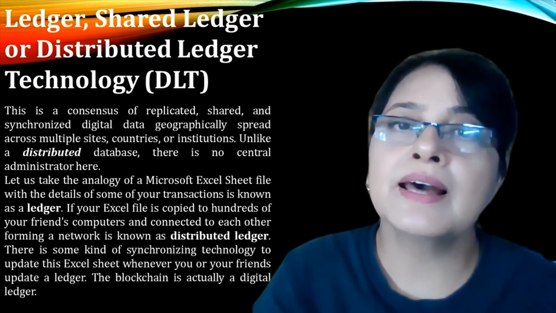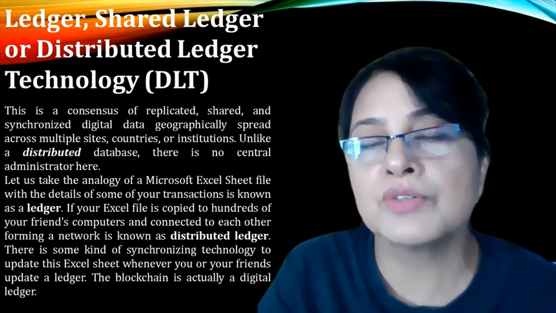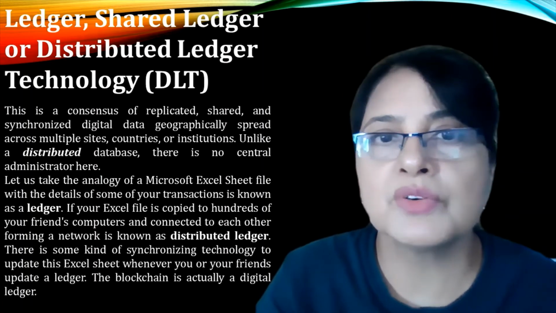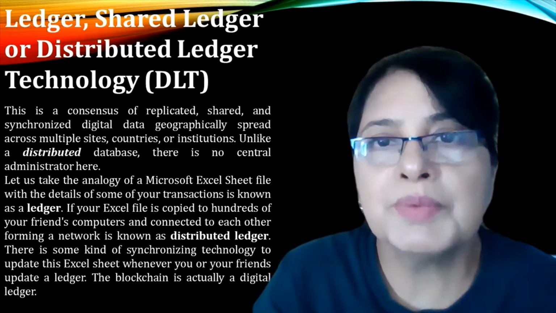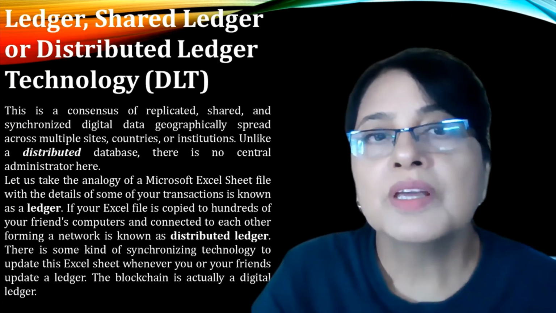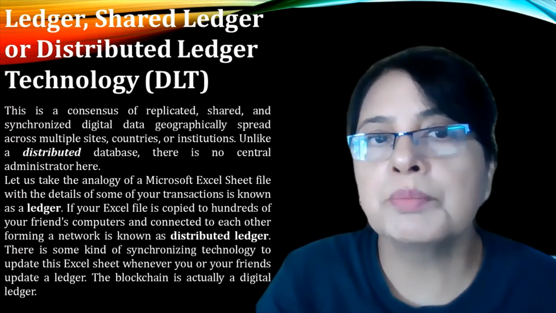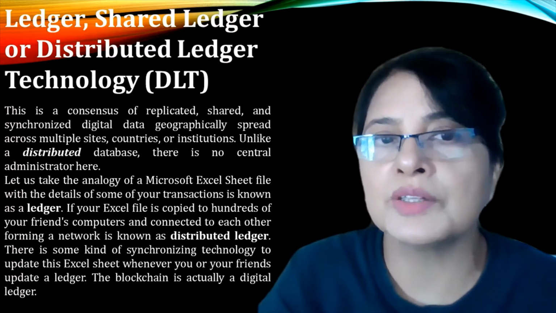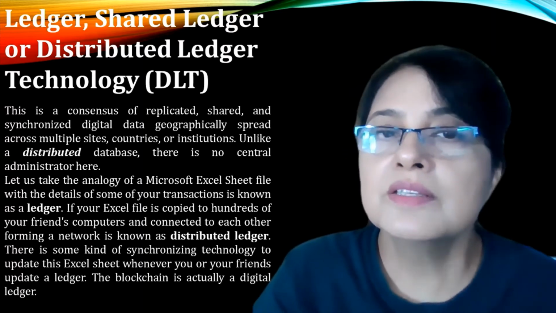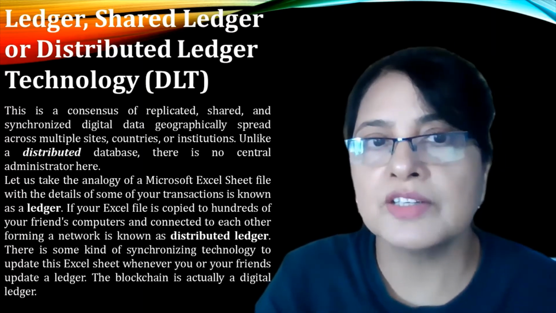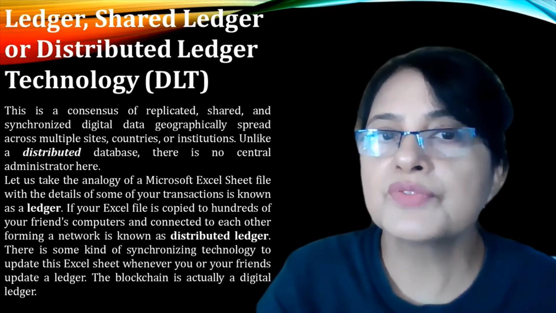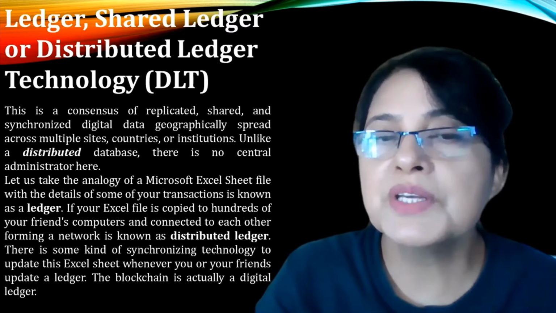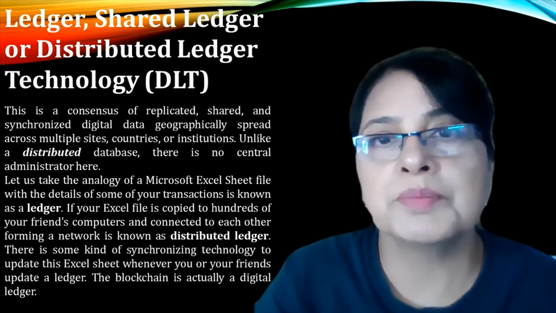Now, let's take the analogy of a Microsoft Excel sheet file with the details of some of your transactions, which may be called a ledger. If your Excel file is copied to hundreds of your friends' computers and connected to each other, forming a network, this is called a distributed ledger. There is some kind of synchronizing technology to update this Excel sheet whenever you or your friends update a ledger.